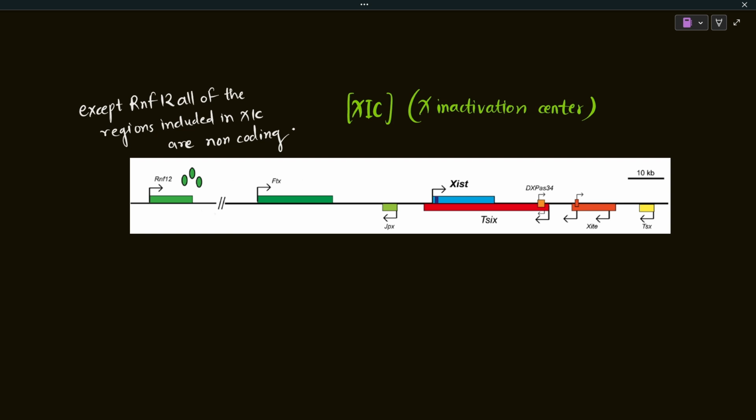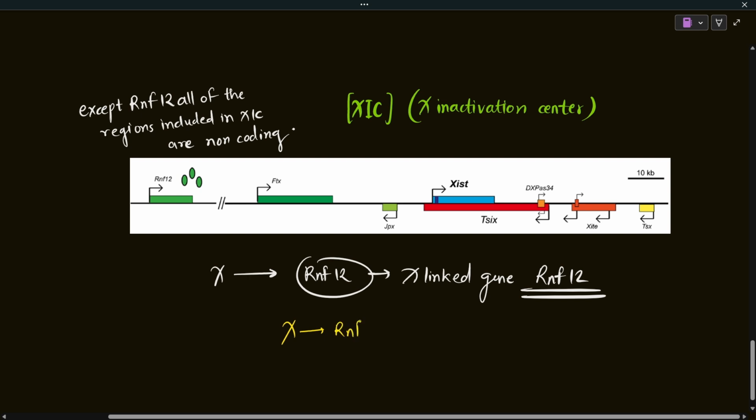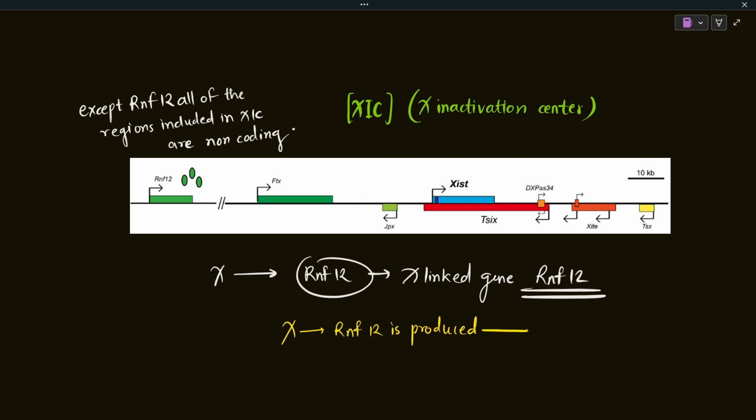So what happens is that in the females, RNF12 gets inactivated. RNF12 is an X-linked gene, right? This X-linked gene RNF12 codes for the RNF12 protein. When RNF12 reaches a certain threshold level, it is required for X chromosome inactivation. So when RNF12 is produced from the X chromosome and the production is enough, the amount of RNF12 crosses a certain threshold.